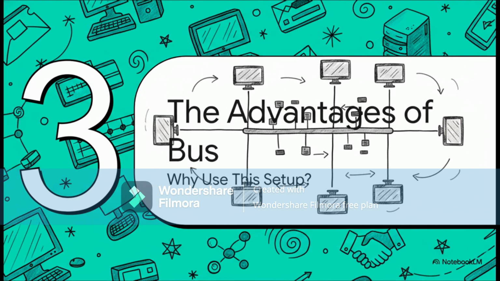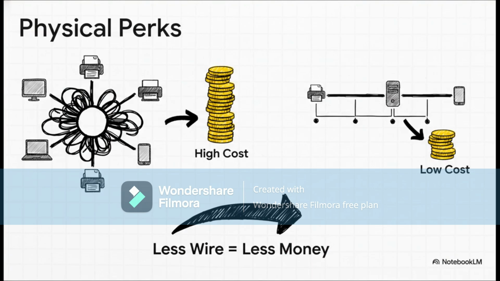Now that we know what a bus network is and how it's put together, let's talk about the advantages. I mean, why would anyone actually choose this setup over all the other options out there? So, why use it? Well, the first big reason is cost. Because you're only using one main cable, it is way cheaper than other designs that might need a separate wire for every single computer.